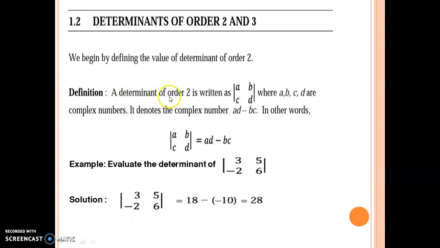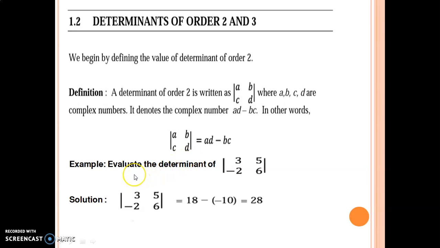A determinant of order 2 is written as A, B, C, D between two parallel vertical lines where A, B, C and D are complex numbers. Its value is denoted by AD minus BC. That is, I'll multiply A with D and subtract the product of B and C from this.